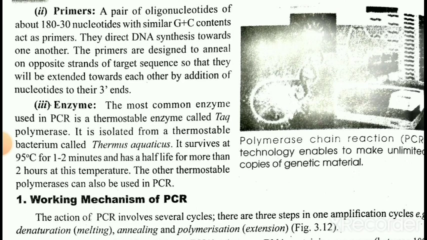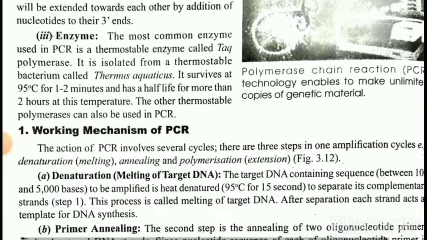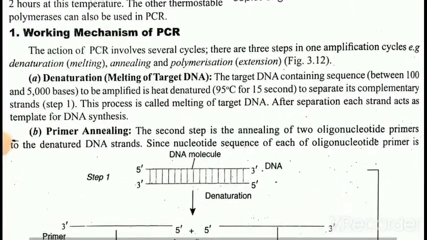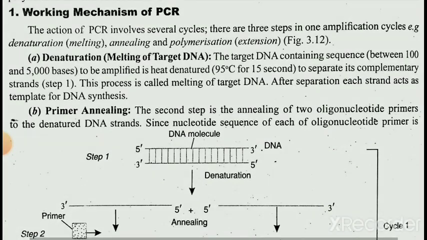Working mechanism of PCR. The action of PCR involves several cycles. There are 3 steps in one amplification cycle, i.e., denaturation (melting), annealing, and polymerization (extension), figure 3.12. A. Denaturation, melting of target DNA.